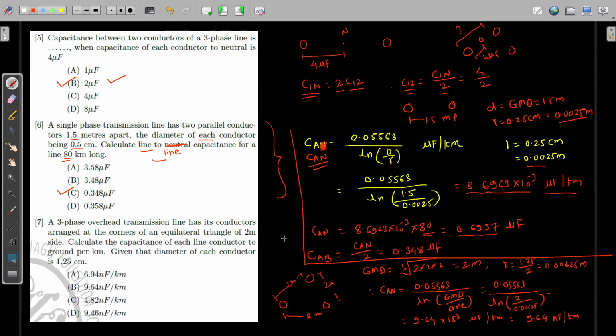So it will give you 0.348 microfarad. So the option C is correct.